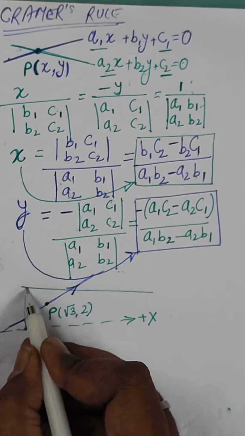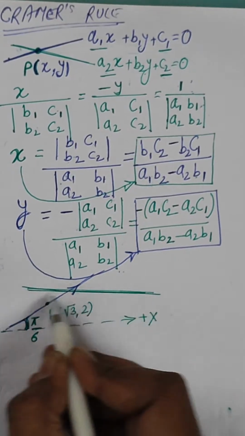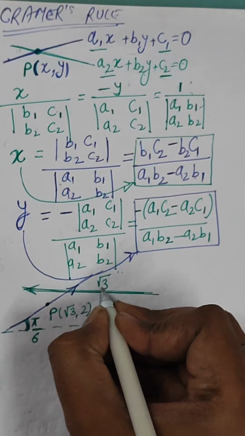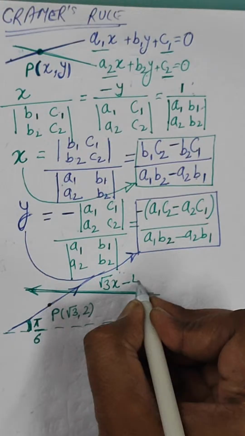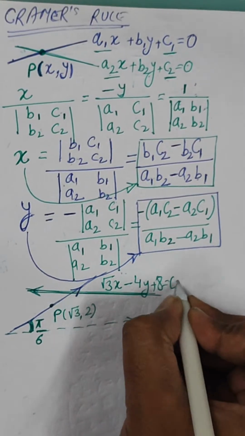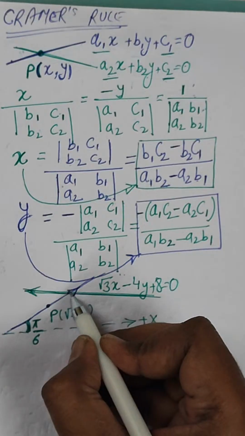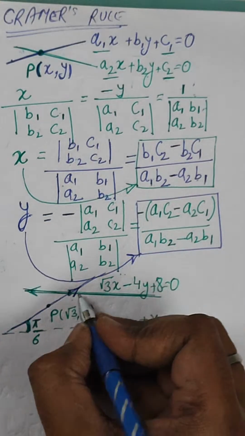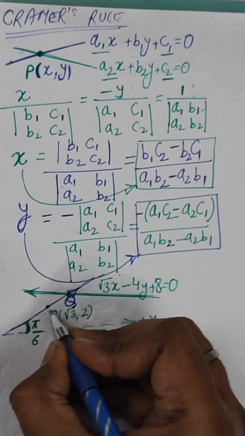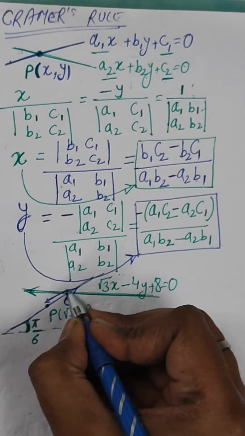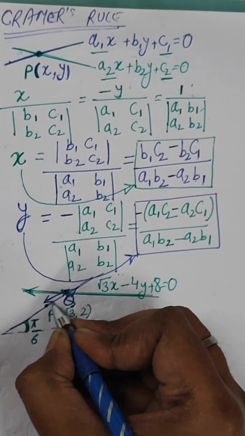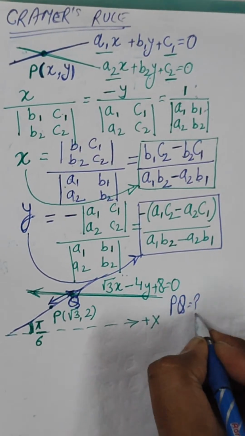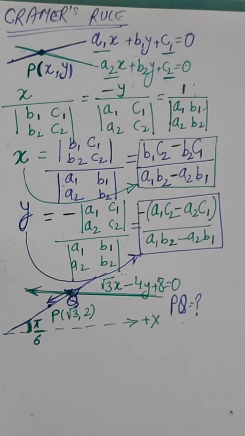Let us say this is another line, okay? And the equation of this line is given to you as root 3x minus 4y plus 8 equal to 0. Now the point of intersection is happening at Q. We are going to find the length of this PQ. This is the question to us. What is the length of PQ? That needs to be calculated, right?